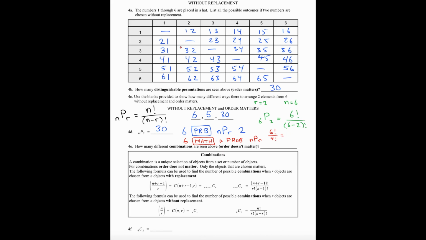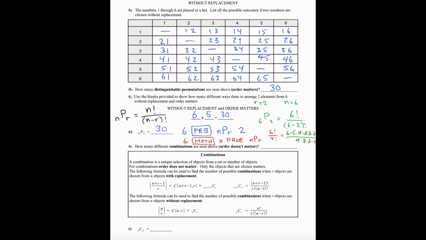Now, if you write all that out, you see an interesting thing. 6 factorial means 6 times 5 times 4 times 3 times 2 times 1. And 4 factorial is 4 times 3 times 2 times 1. You can see how they get the 30 here, because we end up canceling a lot of things, leaving behind 6 times 5. Okay, so that's what the calculator is doing.